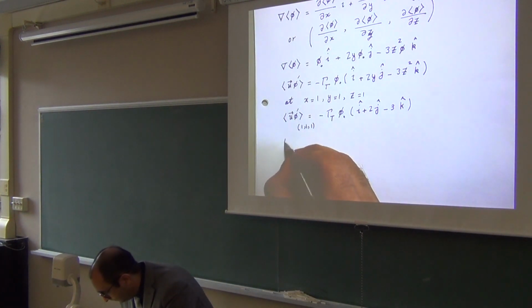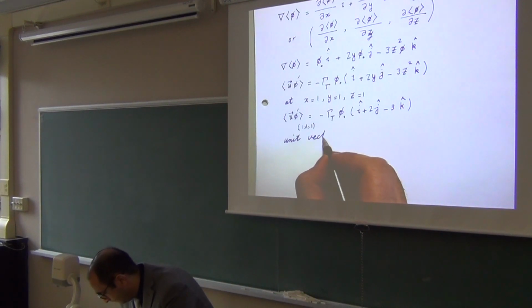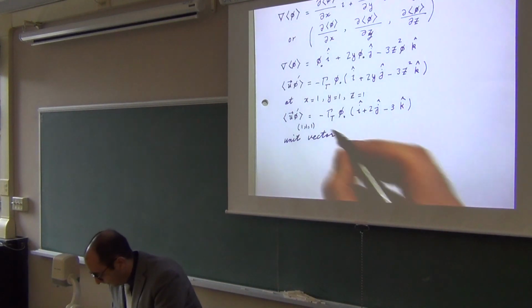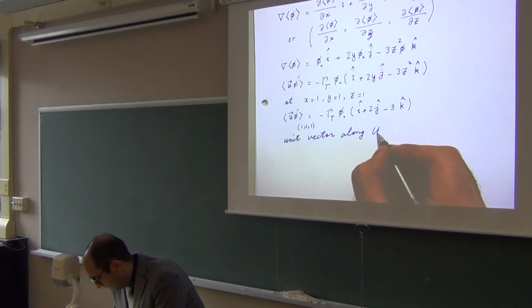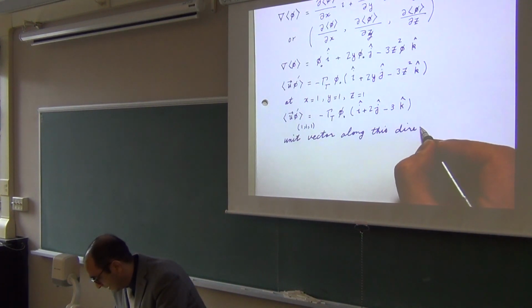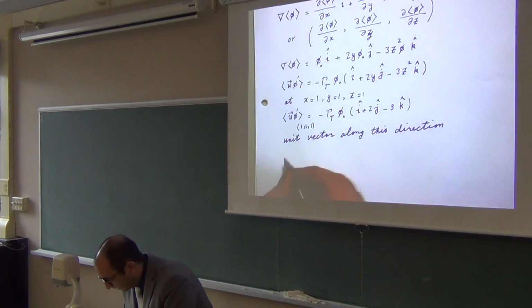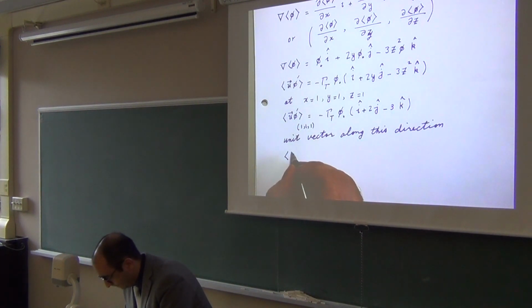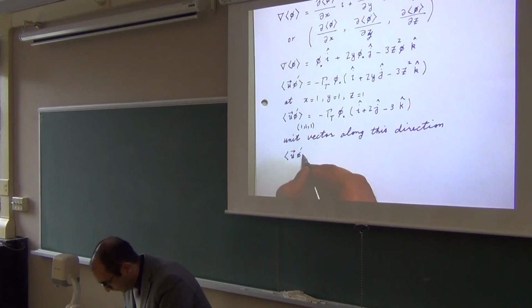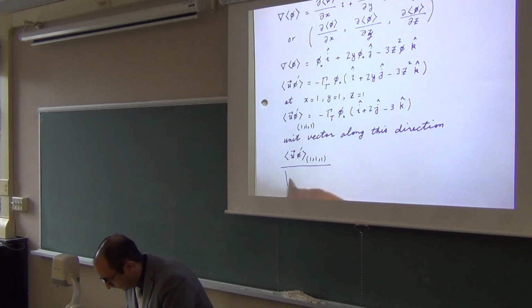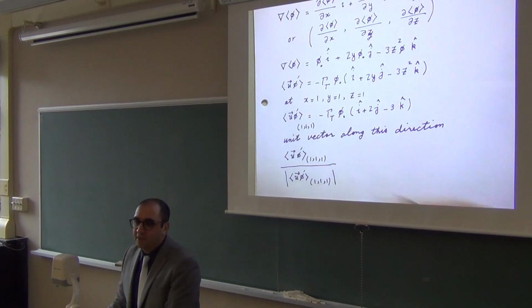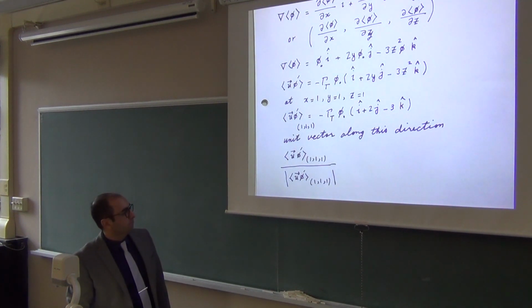Unit vector along a direction. This is how you do it. You take the vector and you divide it by the magnitude. So take that vector, divide it by the magnitude of that vector. In other words, if you divide any vector by its magnitude, you get a unit vector. Right? Seems to be obvious.